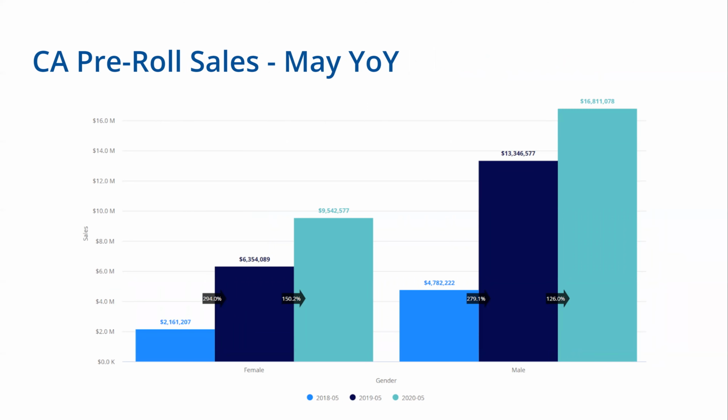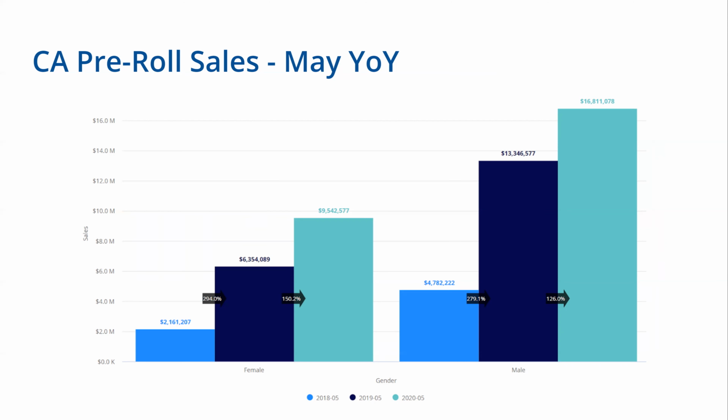Thanks, Cooper. So in the next set of slides, we'll be diving deeper into the pre-roll category in California and exploring the intricacies of the category, but on the segment level. So we'll first start with some top line numbers. So this graph is the most recent complete month, which is May 2020, of California pre-roll sales data compared to the same month in the prior 2 years.